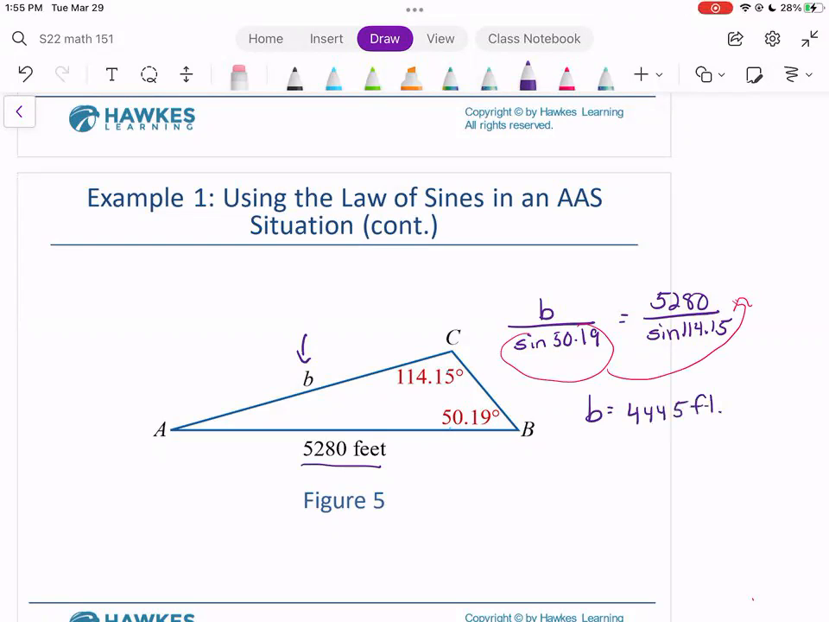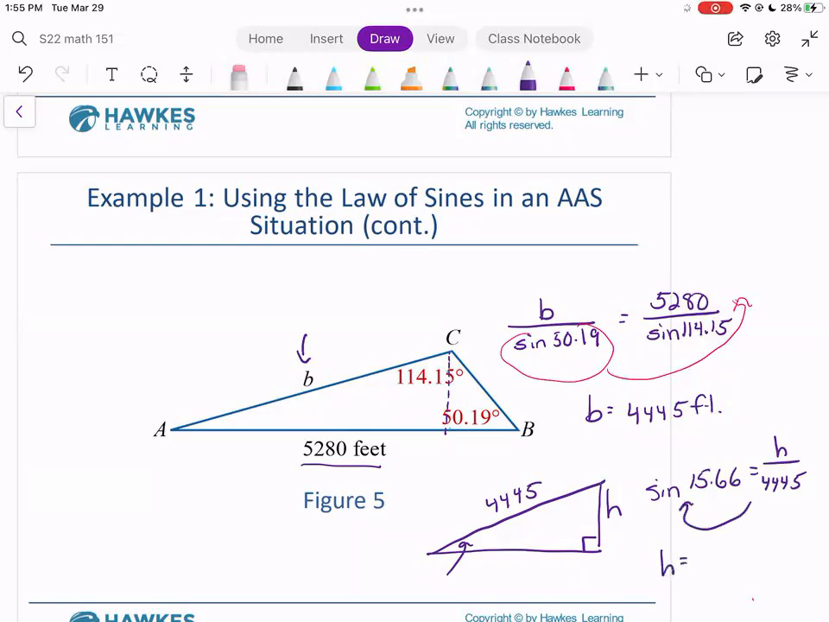4,445 feet. We can then use that to calculate our height, because remember, we can picture this now as a triangle that looks like this, where the length of this side is 4,455. We have our right triangle here, and we know the height, the length of B. Now we can determine the height because we know that the sine of that angle, which we determined to be 15.66, is equal to the opposite over the hypotenuse. And when we multiply that number up, we get that she's at a height of 1,200 feet.